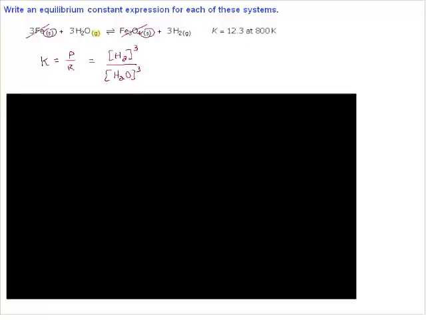Now, the equilibrium value for this reaction is given at 800 kelvins. That's a very, very high temperature, 800 kelvins, and this constant value would be 12.3.